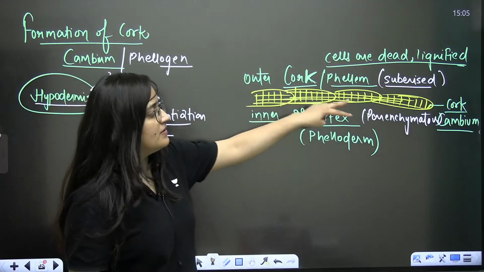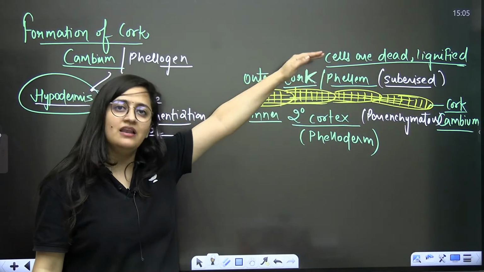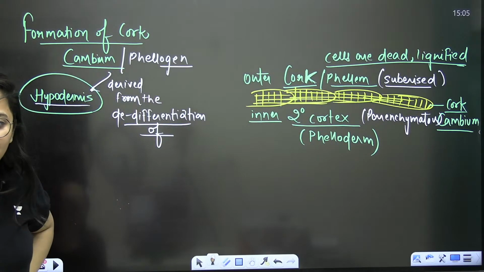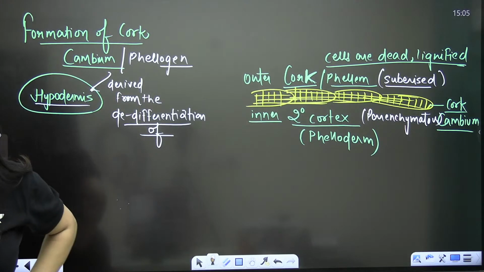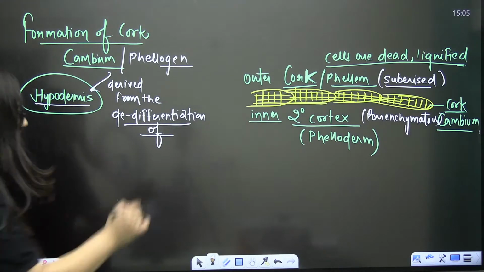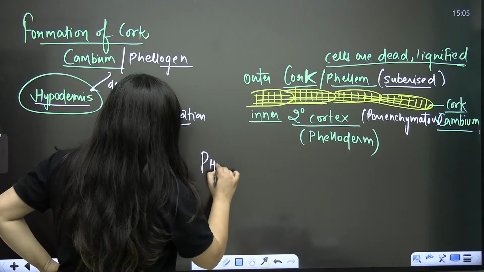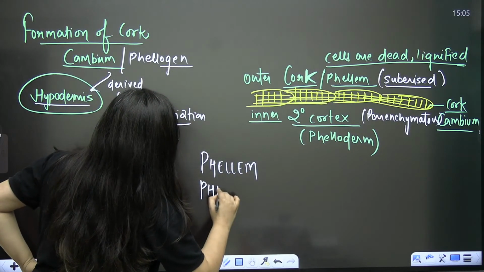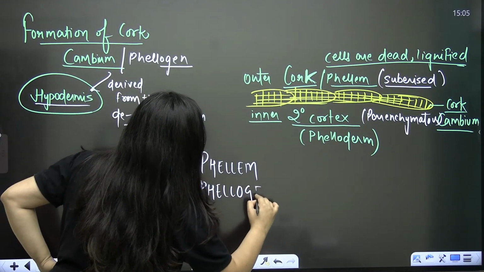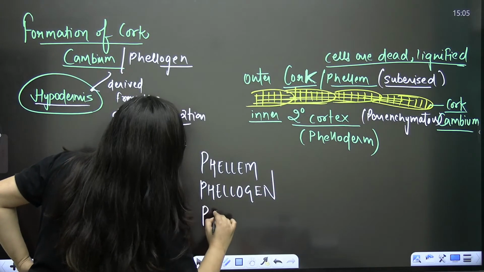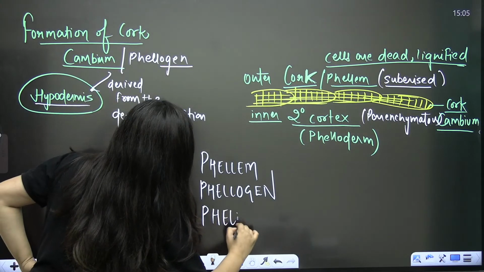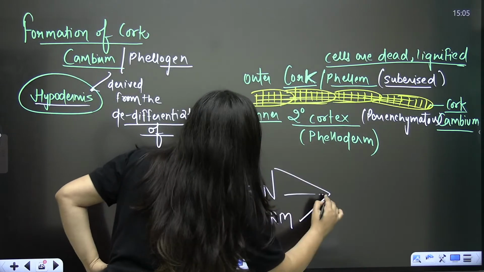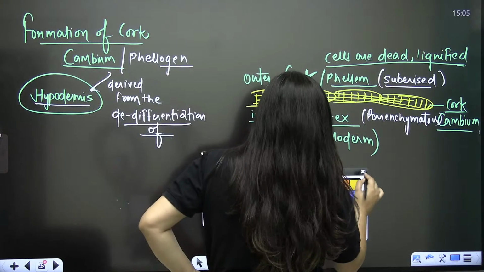Clear? So cork cambium, the phellogen, on the outermost side phellum, on the innermost side phelloderm. This is what it is doing. Clear bache? Yes or no? Now here, this is important, please note down. Phellum, phellogen. When it is gen, to generate, it is the cork cambium. And this phelloderm, they are together. These three are together known as periderm.